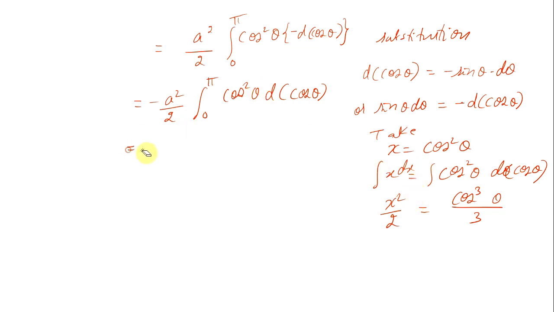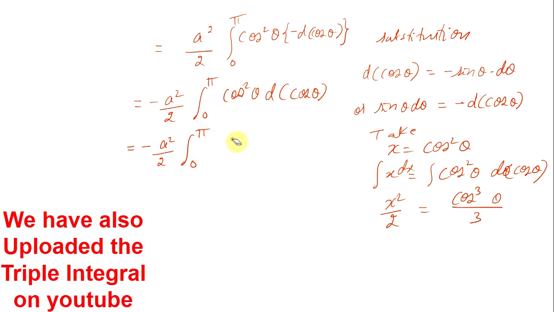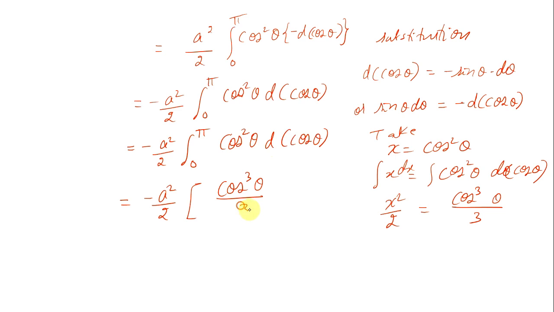The same way I'll substitute here. This is going to become minus a square upon 2 integration 0 to pi cos cube integration. I will just simplify and put the integration in front. So this is cos square theta d cos theta, which will give you minus a square upon 2 cos cube theta divided by 3 in the integral 0 to pi.